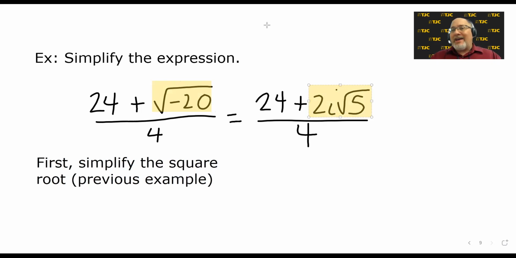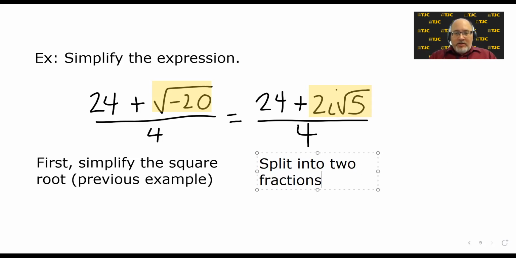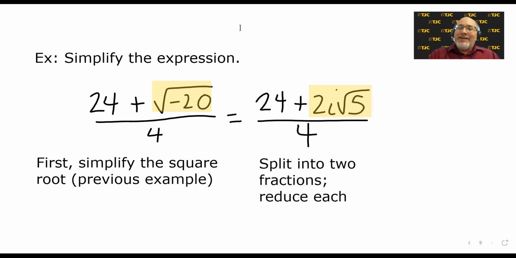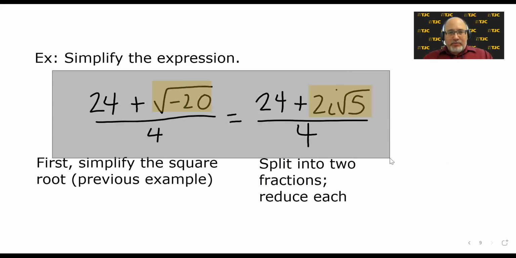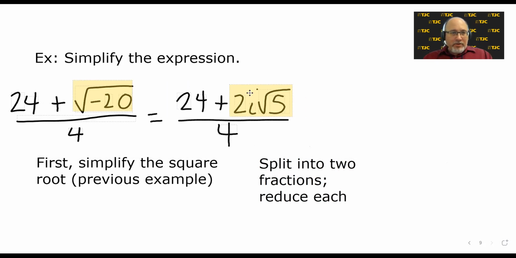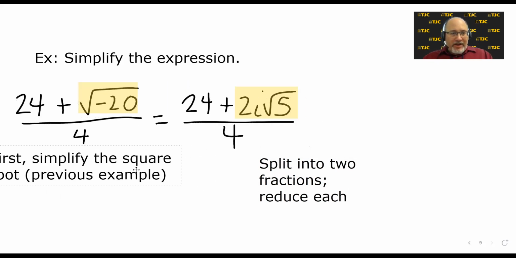Now, once you've done that and simplified the square root, the next issue is, can I simplify the fraction? And the answer is yes, but you have to do it cautiously. There's a couple of ways to do it, but here's what I found to be the easiest way that always works. Split into 2 fractions, then reduce each. It's tricky to reduce a fraction that has a plus or minus inside of it. It's not impossible, but it's a little bit treacherous. I do want to move all of these things over to the left so that I have room on the right.